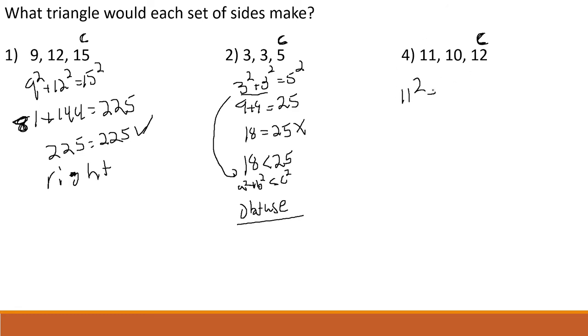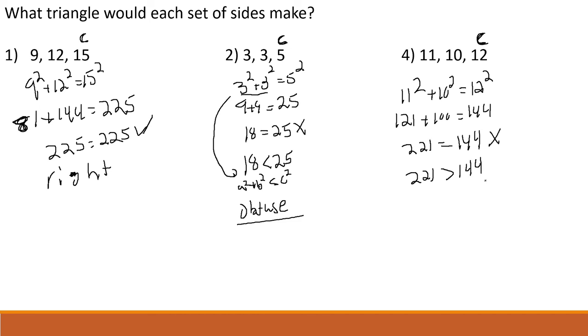So we have 11 squared plus 10 squared equals 12 squared. 11 squared is 121. 10 squared is 100. 12 squared is 144. This would be 221 is equal to 144, which is obviously not true, so it's not a right triangle. But we do know that 221 is bigger than 144. So we assess here that c squared, 144, is less than the sum. Okay? So this is a squared plus b squared, 221. So c squared is less than the sum. And if c squared is less than the sum, that means it's acute.